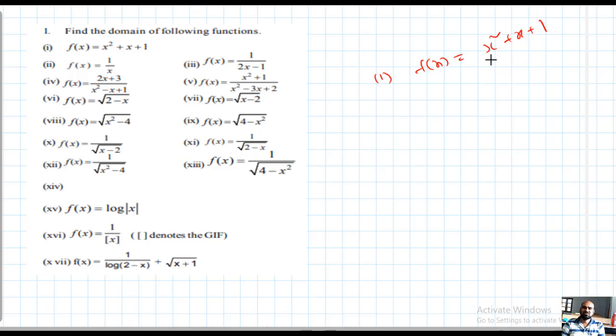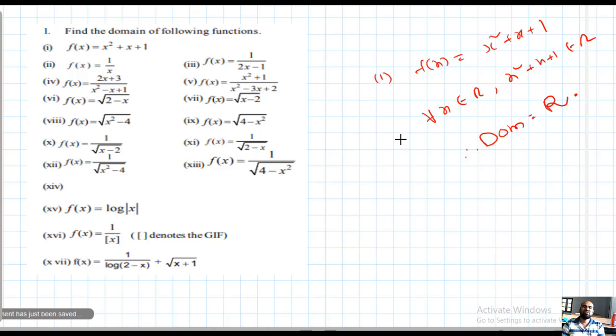No fractions, nothing. Whatever x is, x square plus 1 is a real number only. I will write: for every x belongs to R, x square plus x plus 1 belongs to R. Therefore, domain equals all real numbers. Here he is not asking for range, only domain. Range is difficult, we will discuss it later. Here he wants only the domain. I want to find domains only.